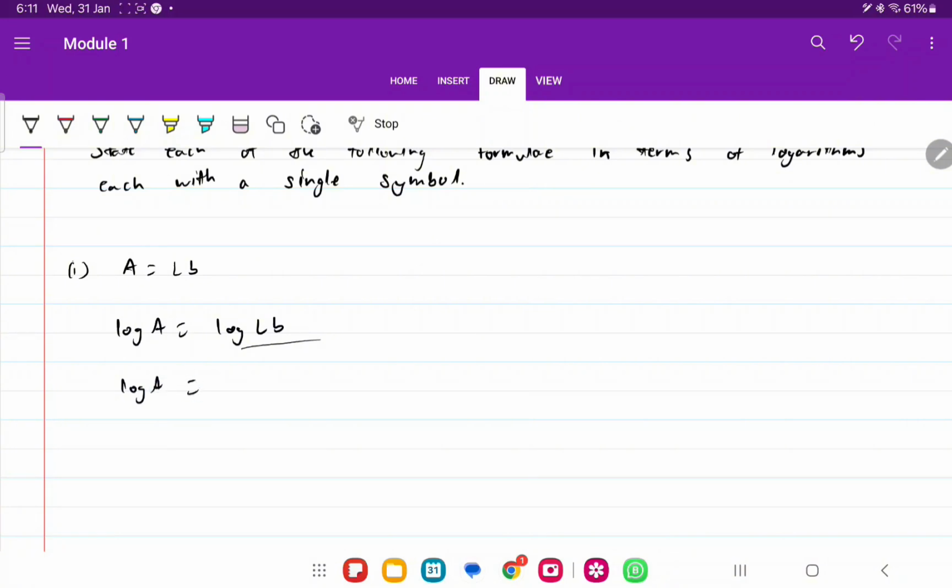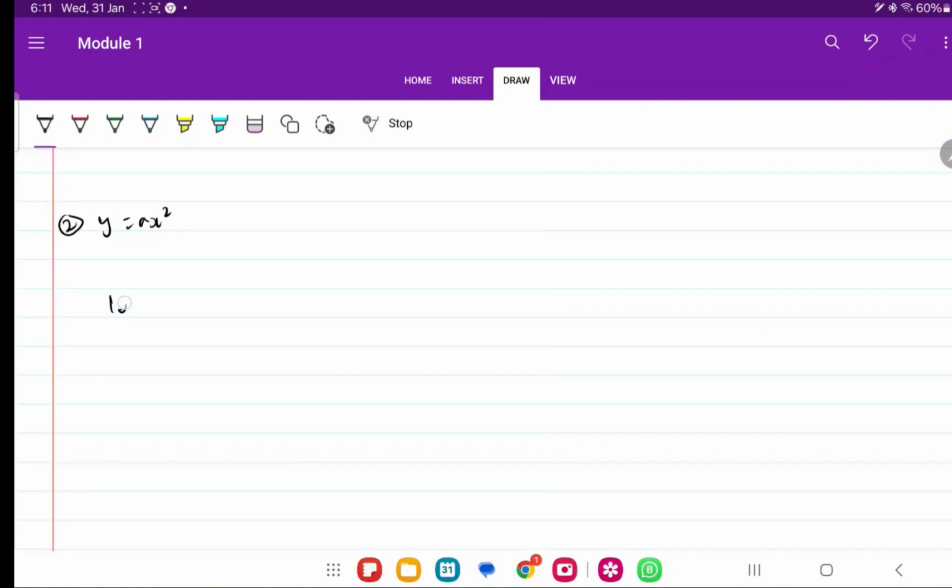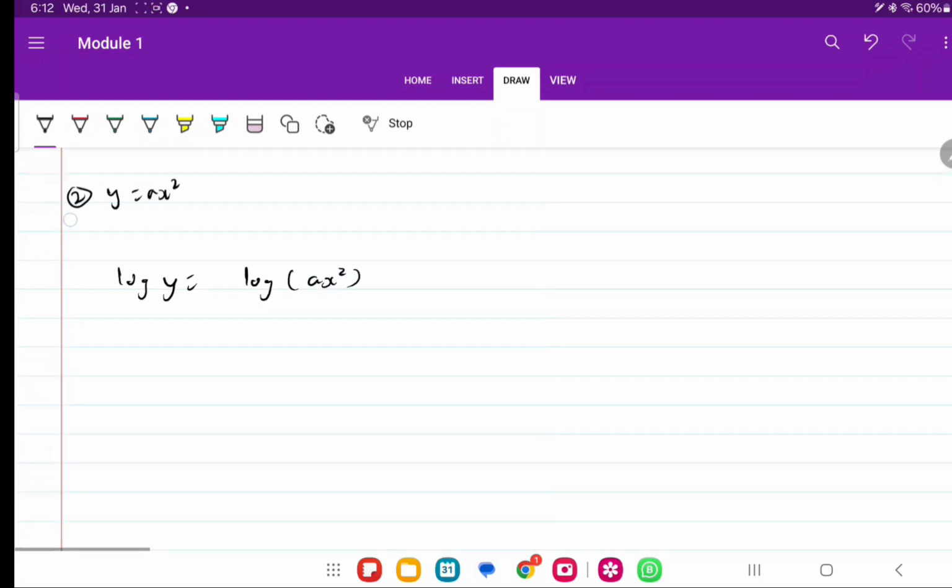So log of A is going to be equal to the log of L plus the log of B. So now I have the equation y is equal to ax squared. Now we're going to log both sides. Log of y is equal to the log of ax squared.